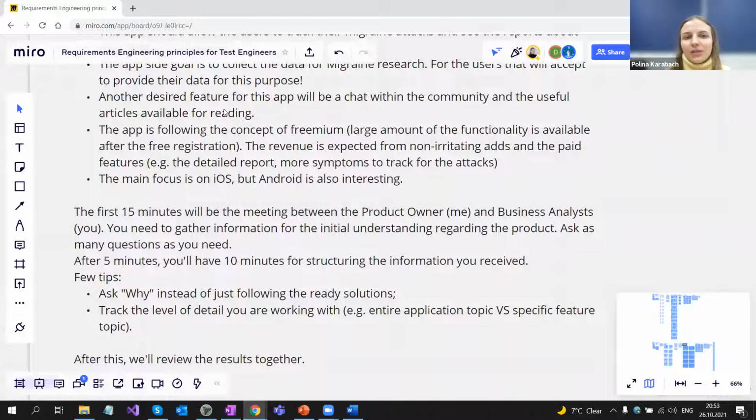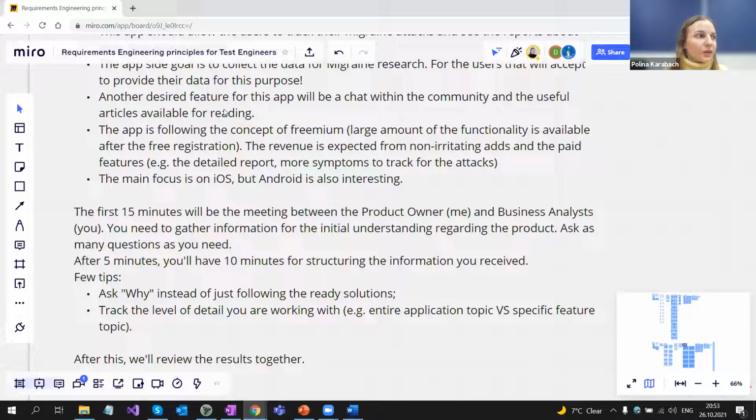Another desired feature is to have chats within the community and useful articles available for reading. The concept of this app is freemium. A large amount of functionality is available after the free registration, and revenue is expected from non-irritating ads and paid features. The main focus is on iOS, for Apple devices, but Android is also interesting.